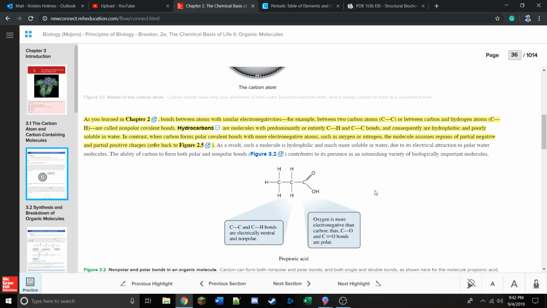So, we have these things called polar and nonpolar bonds, and hydrocarbons have mostly nonpolar bonds, I believe. Alright, let's start with what polar versus nonpolar is. Polar basically means it's imbalanced. It means there's not a balance. There is an imbalance in the elements.